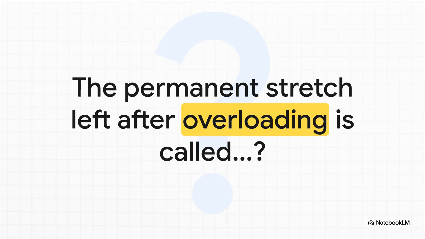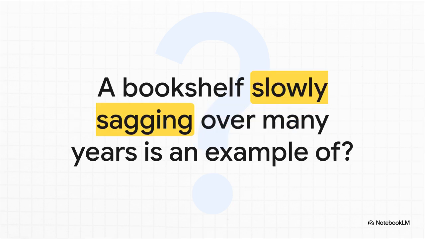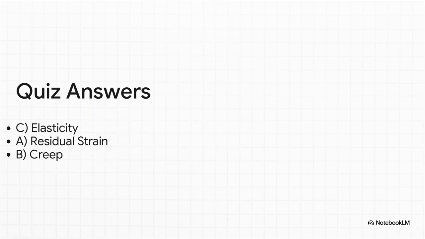Question number 2. What do we call that little souvenir from the stressful journey? You know, the permanent bend in our paperclip? And for the final question, that sagging bookshelf, sitting there under the constant weight of all your textbooks. What's the name for that slow, time-dependent change? Okay, pencils down. Let's see how you did.